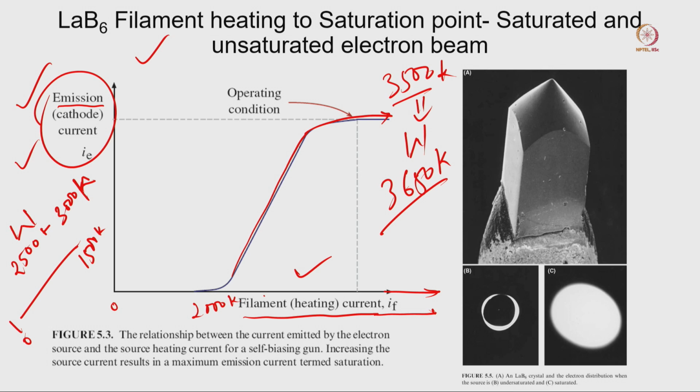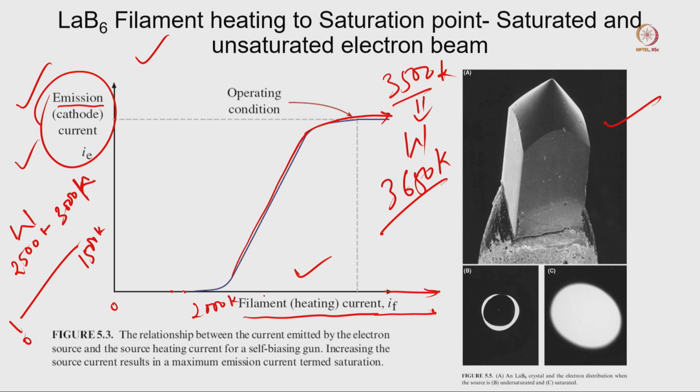So here I am showing an example of a LaB6 filament, where you can see the early stage: even if you switch on the microscope and try to see it at this particular temperature or this particular temperature, what kind of distribution you can see.